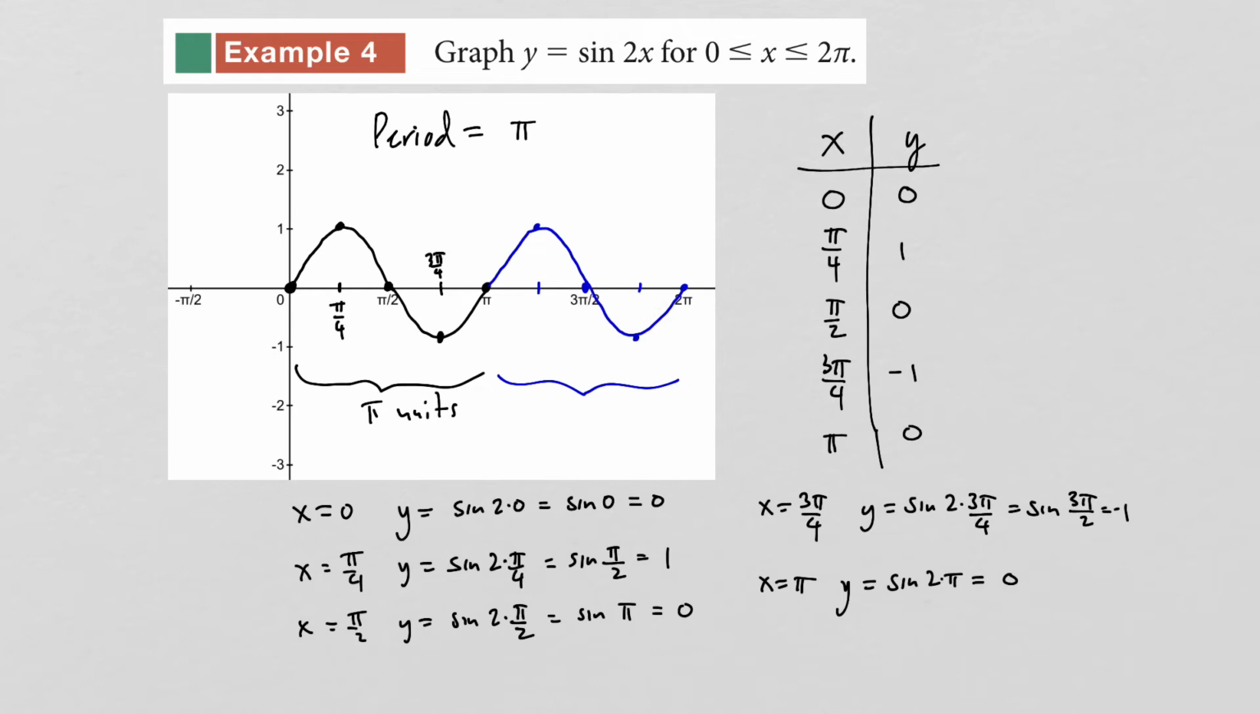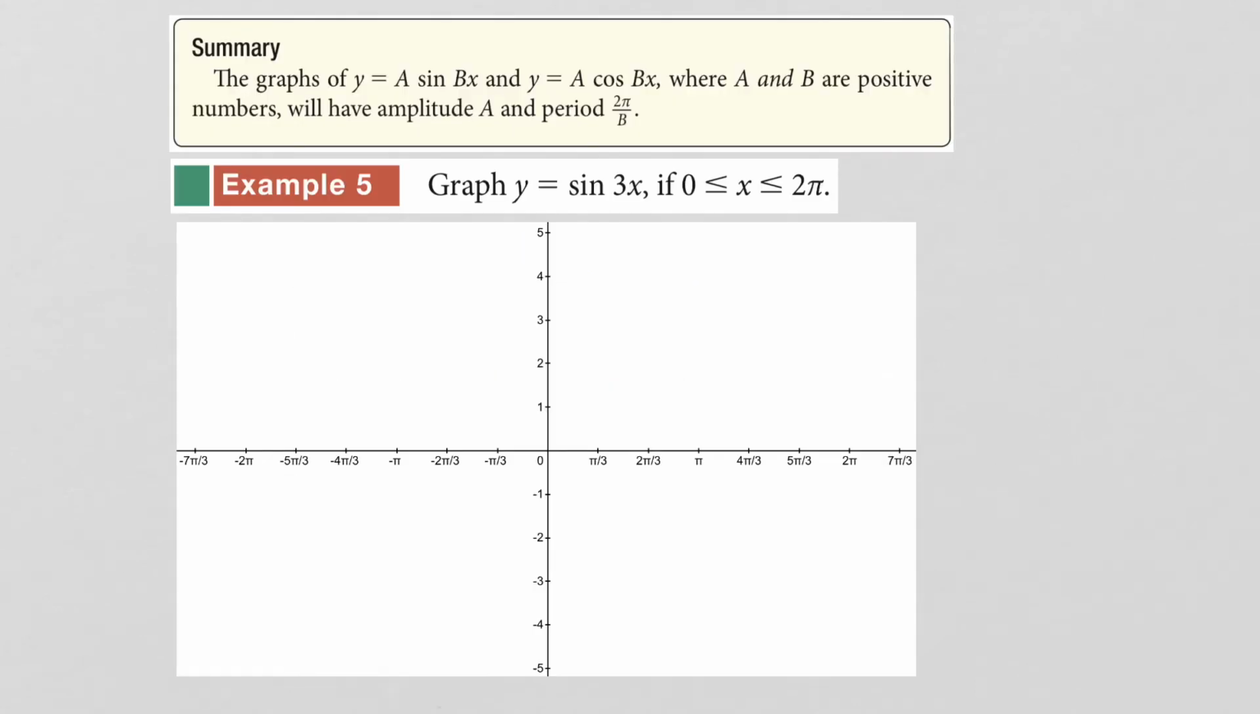So what happened with the 2 here is it took the normal period, which is 2 pi, and it divided that by 2. Okay, and we'll summarize the results. So the summary is as follows.